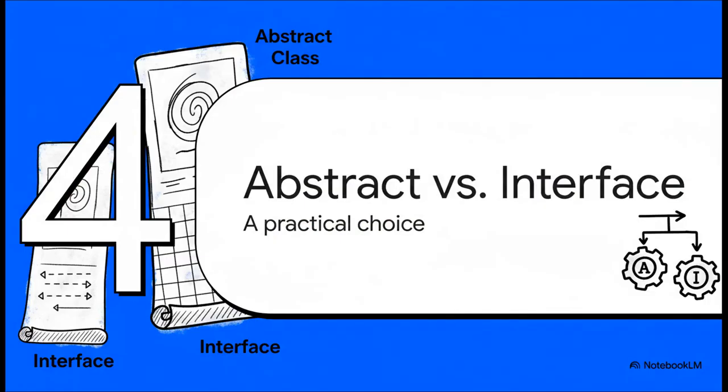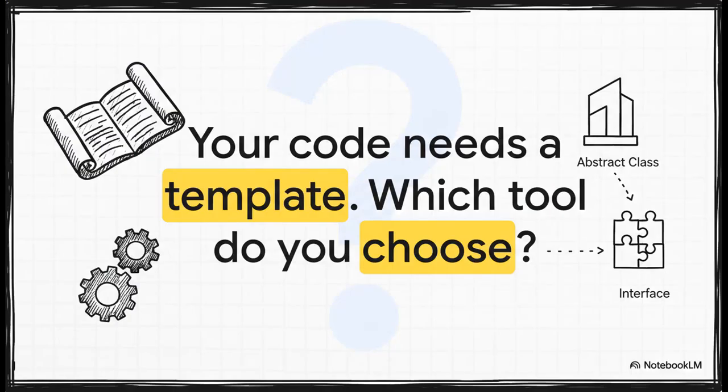Okay, so that's the theory. But how does this stuff actually get used? Let's move to section 4 and look at a really practical choice that developers have to make all the time, choosing between an abstract class and an interface. So let's put you in the driver's seat. You're designing a big system, and you need to make sure that a bunch of different classes all follow the same set of rules, the same template. What tool do you reach for? An abstract class or an interface?